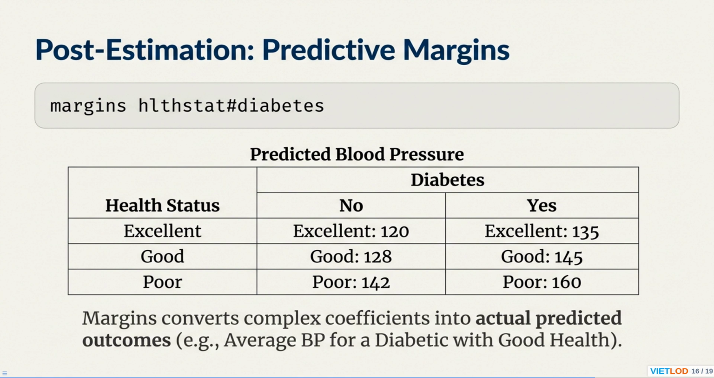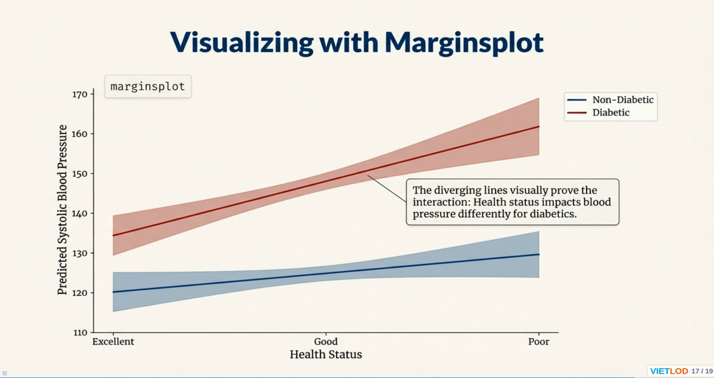The margins command converts complex relative coefficients into actual predicted outcomes. For example, it can calculate the average predicted blood pressure for a diabetic person with good health status. This makes the results much more intuitive for policymakers and non-technical audiences. Instead of saying the interaction is 8.9, we can say the predicted BP is 160 for this specific group. To make these findings even clearer, we can visualize them.